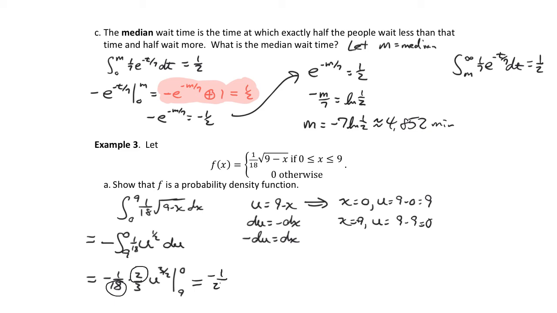So negative 1/27. When u is equal to the upper limit, that's the 0, we'll end up with 0 to the 3/2. And then we subtract negative 1/27, so plus 1/27 times 9 to the 3/2. Well, let's think about this guy is going to be 0. And 9 to the 3/2 means we're going to take the square root of 9, which is 3. And then we raise 3 to the 3rd power, which is 27. So we end up with 1/27 of 27, which is 1, which is what we expected. We wanted it to be a probability density function. It has to equal 1.